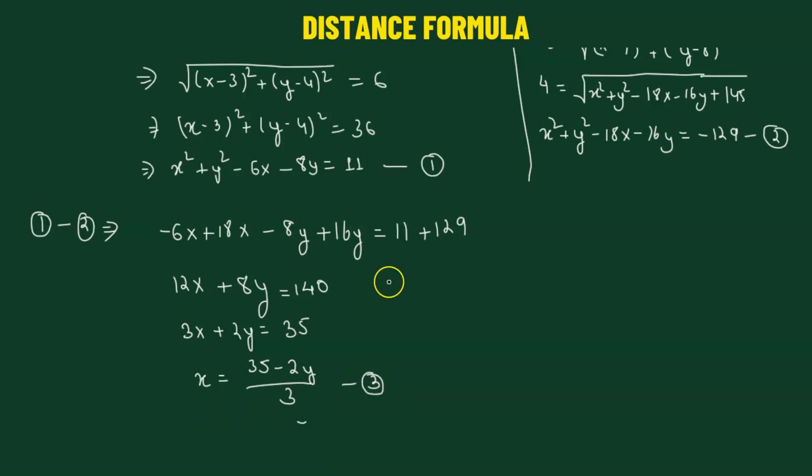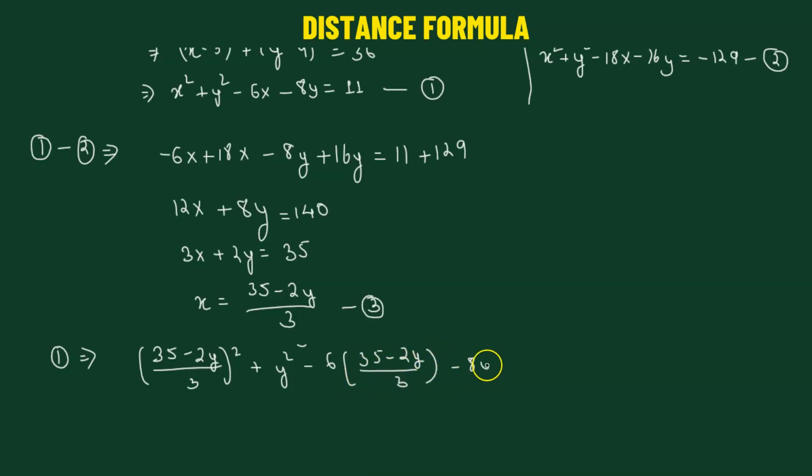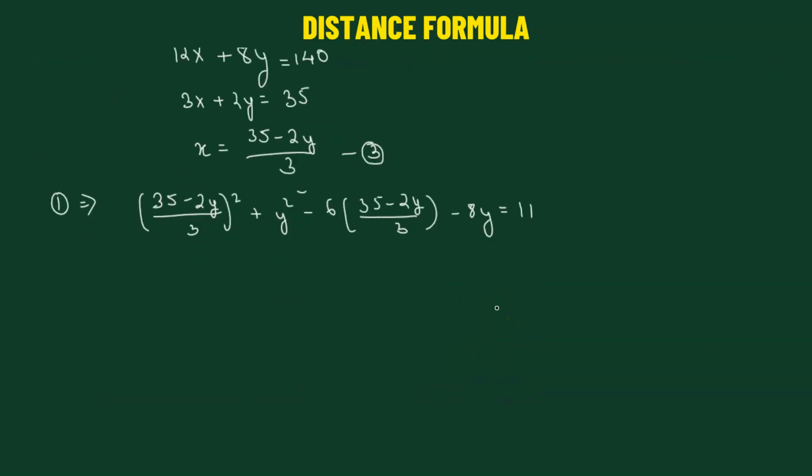Now that we have x, we can substitute this in either equation 1 or equation 2 to obtain the value of y. So let's use equation number 1. It follows that we have x squared, so here we'll have ((35 minus 2y) divided by 3) whole squared added to y squared minus 6x, so x will be (35 minus 2y) over 3, minus 8y equals 11. I'm leaving this as an exercise for you to try out. I'll state the value of y. So y comes out to be equal to 4. So this is the value of y.